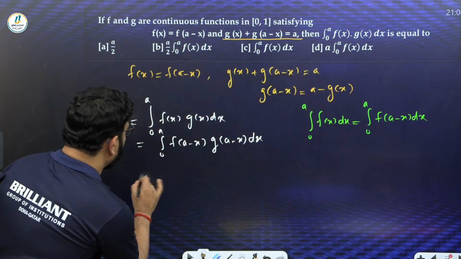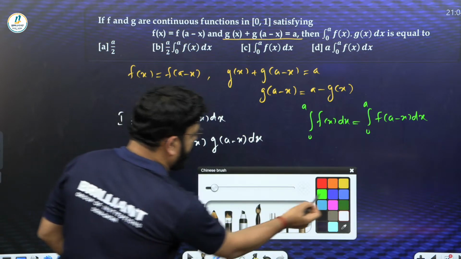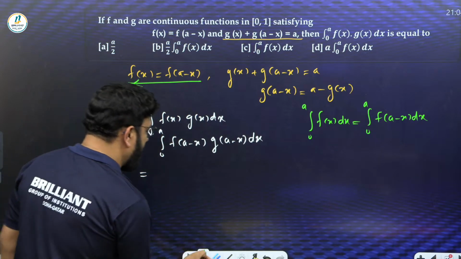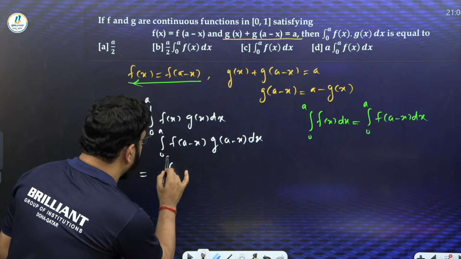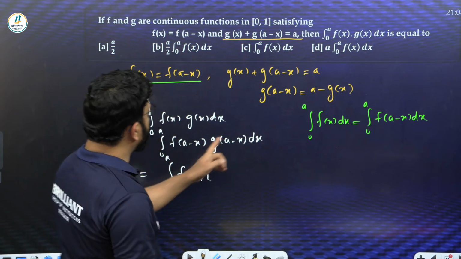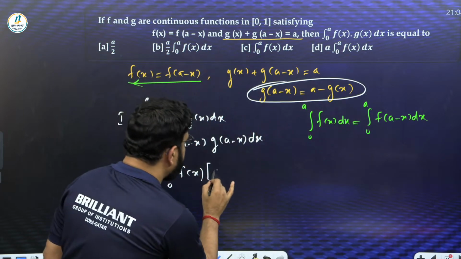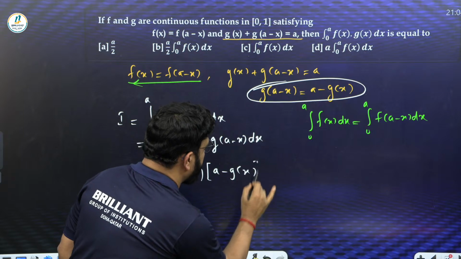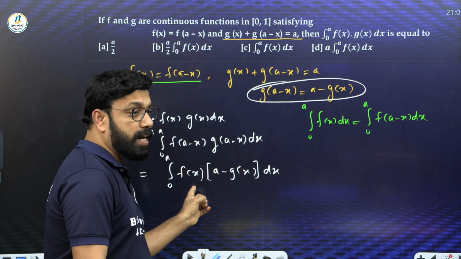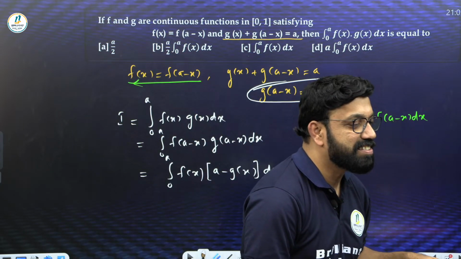So here, that's equal to the integral from 0 to a of f(a minus x). What is f(a minus x)? Please listen to this point. f(a minus x) equal to f(x). So it is f(x) into g(a minus x). We found out what g(a minus x) is: a minus g(x), dx. We just substitute both the values: f(a minus x) substituted, and g(a minus x) substituted.